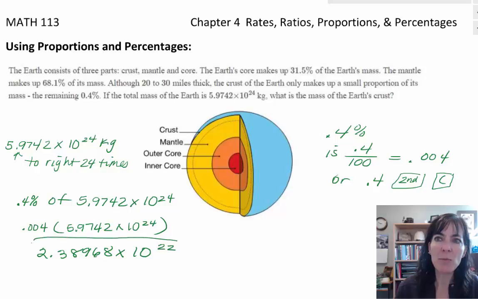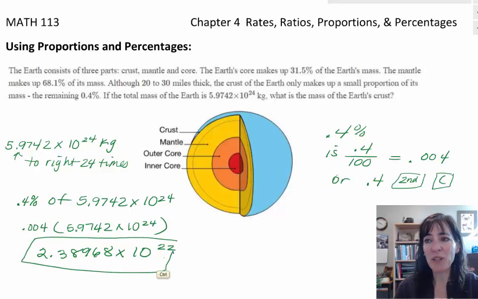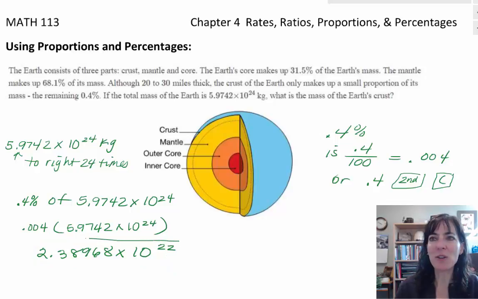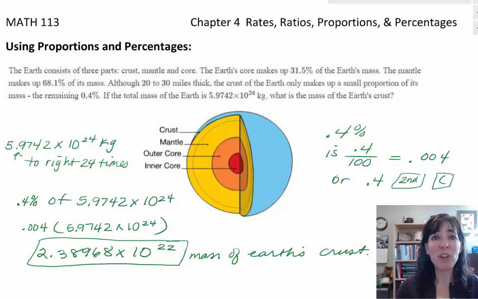And so it's giving it back to me in scientific notation, which is probably a good thing, because as you can see, there's 22 places that I have to move that decimal to the right to make that number standard notation. So that is the mass of the Earth's crust. Pretty thick. It's a lot of mass there.